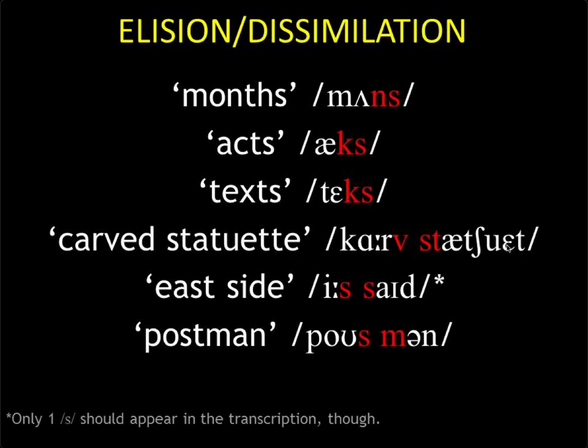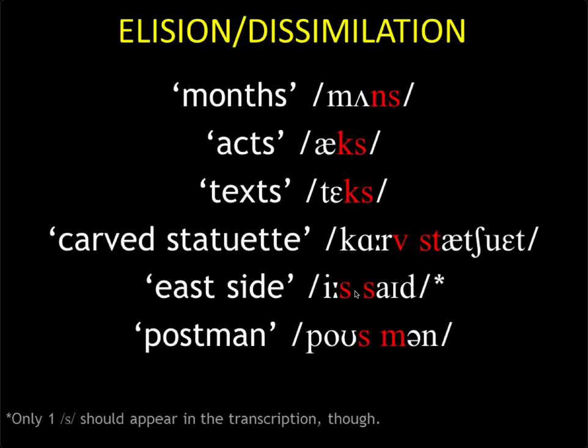Look at another ed that is lost. Here you'd have carved, a d here, then statuette. And then you have four consonants. The d in the middle might be deleted. You end up saying "carve statuette."